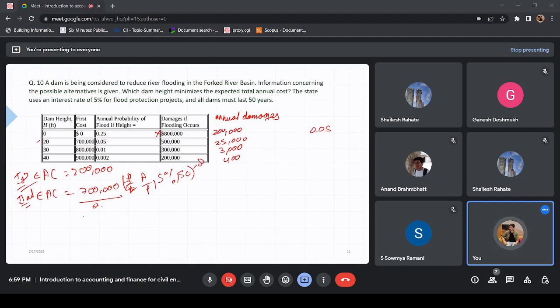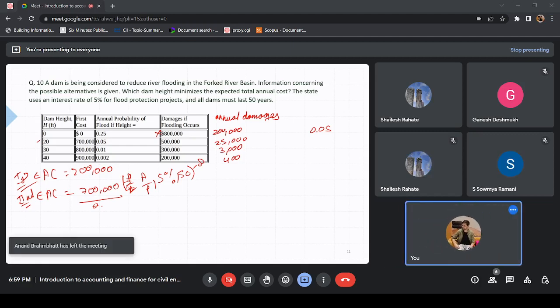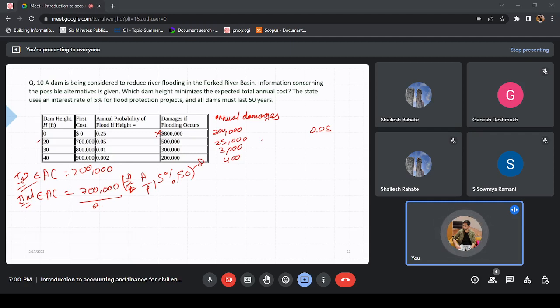I mean, any answer would be good enough right now. Okay, so I will move on with this only. I will take it as 0.05. I mean, I will take it as infinity. So this actually becomes 700,000 into 0.05 plus 25,000. So how much is this value? This is 35,000 plus 25,000, 60,000, right?